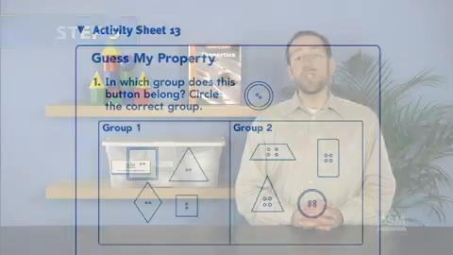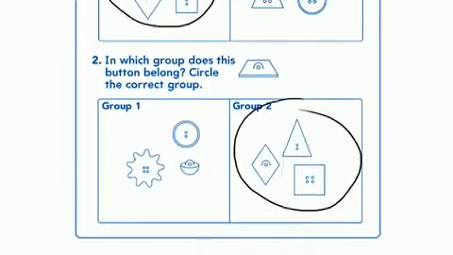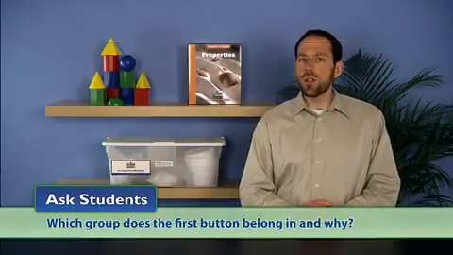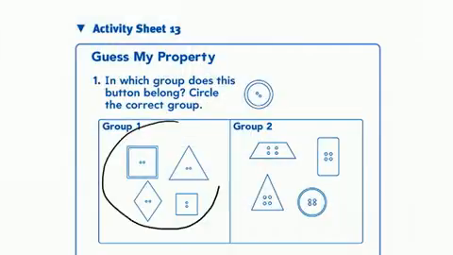Distribute a copy of Activity Sheet 13 to each student and help them complete it. Ask students, which group does the first button belong in and why? Students should respond that the first button belongs in Group 1 because it has 2 holes, and that all the buttons in Group 1 have 2 holes, and that all the buttons in Group 2 have 4 holes.